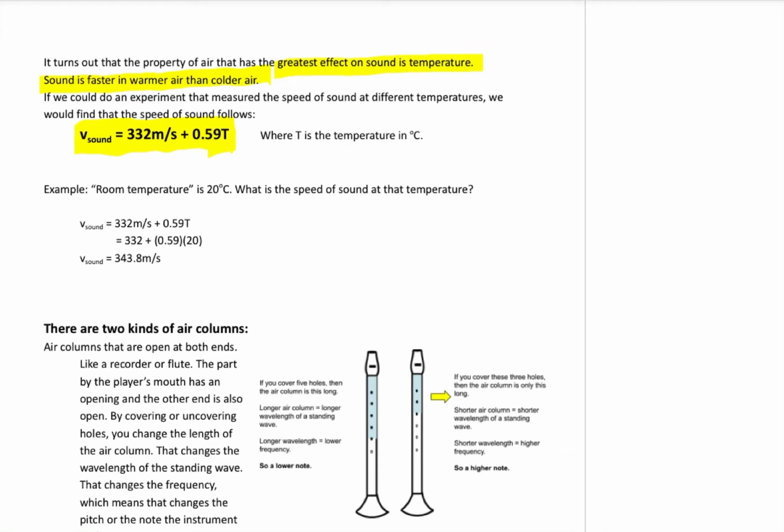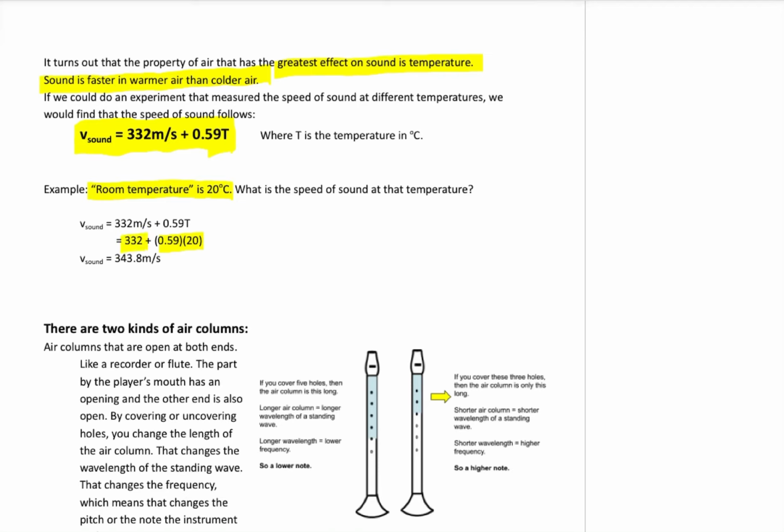I've only done one example, but it's kind of a simple equation. Generally speaking, room temperature is 20 degrees Celsius. To figure out the speed of sound, we take that 0.59 number and multiply by 20. If it was 0.6, 0.6 times 20 is 12, so we're going to get a number around 12. We take that number, 0.59 times 20, and then we add it to 332.